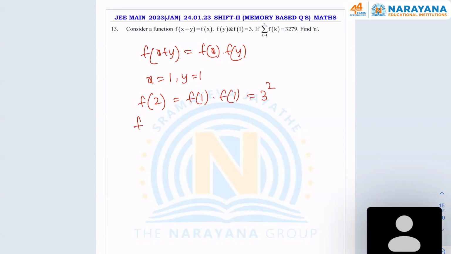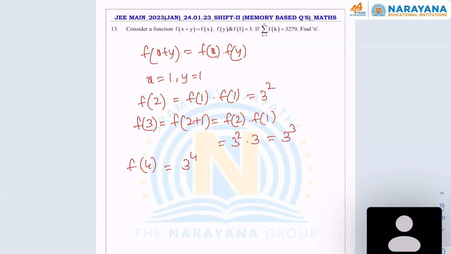Now I want to find f of 3. f of 3 is equal to f of 2 plus 1, so f of 2 into f of 1. So 3 square into 3, which is equal to 3 cube. Similarly, if we find f of 4, it will be equal to 3 power 4.